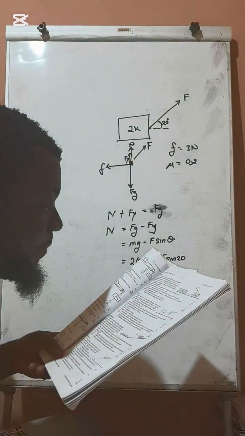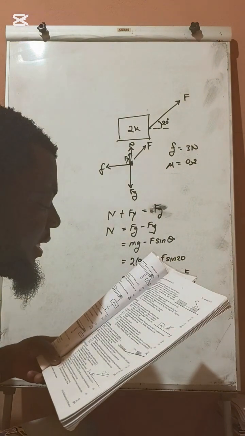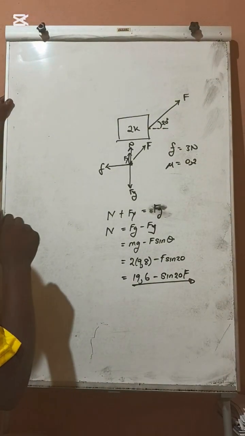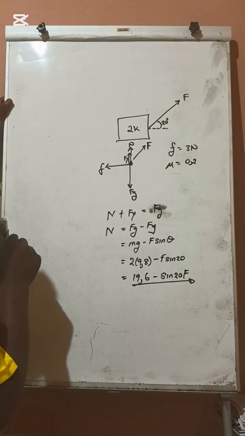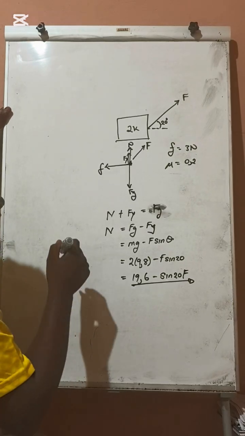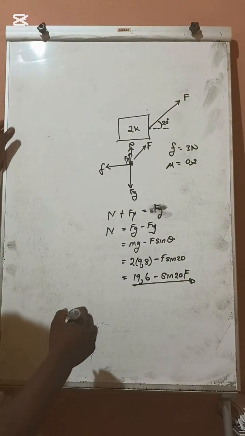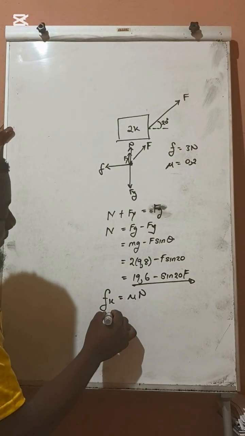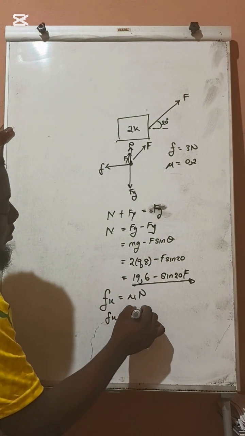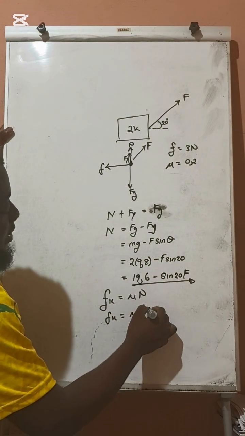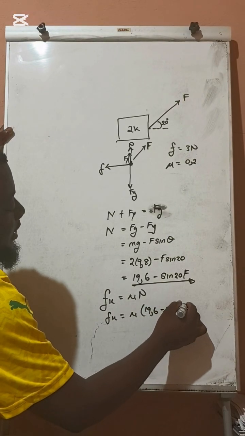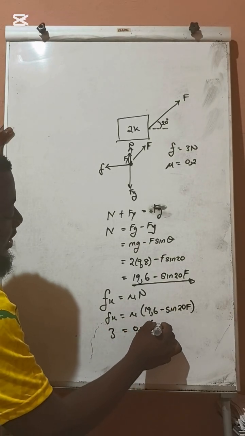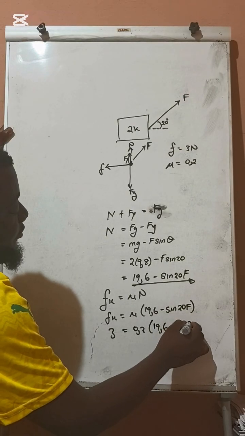So to calculate the force here, with a constant force, the object was moving with a constant force. So to calculate F, they gave us frictional force and coefficient of friction, so it's easy. It means we are using the formula for friction, which is Fk equals mu N, which gives us Fk equals mu, then here normal force is this one, 19,6 minus sine of 20F. So that will give us friction. They say it is 3 equals 0,2 times 19,6 minus sine of 20F.